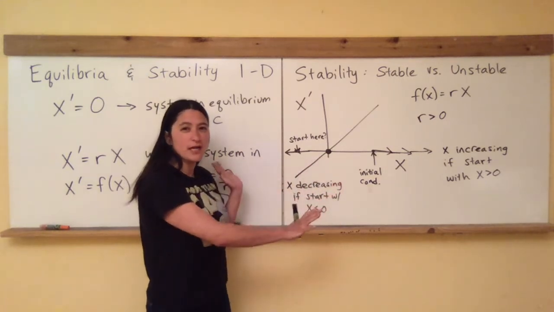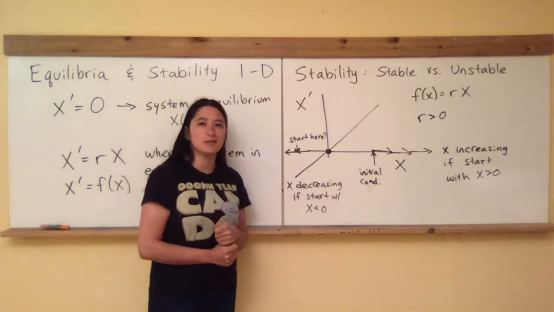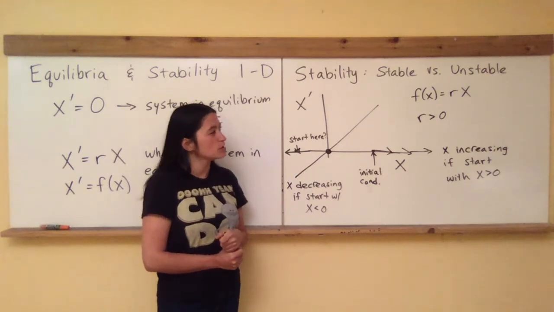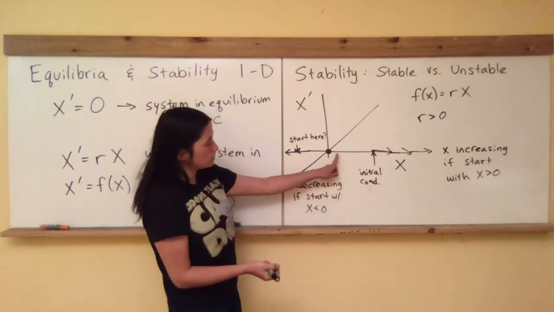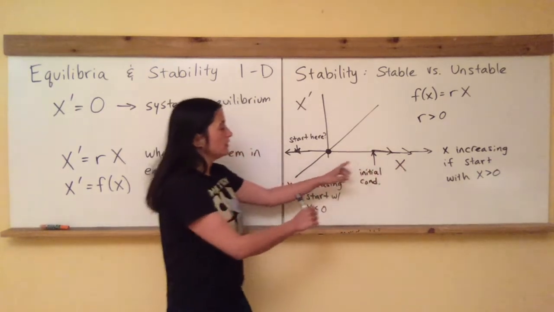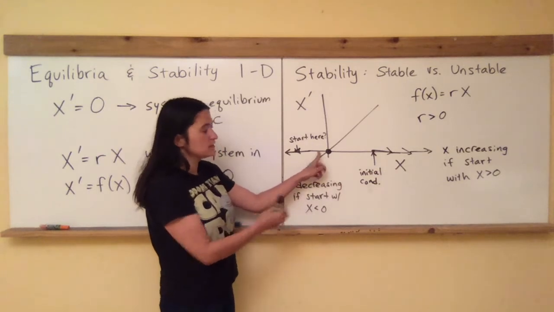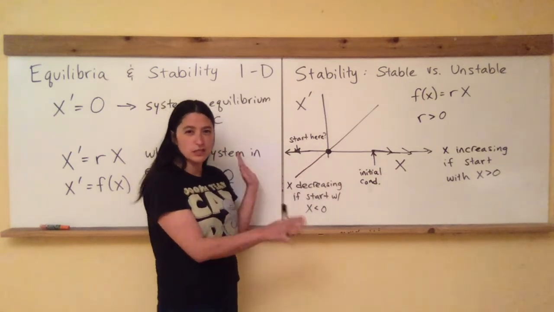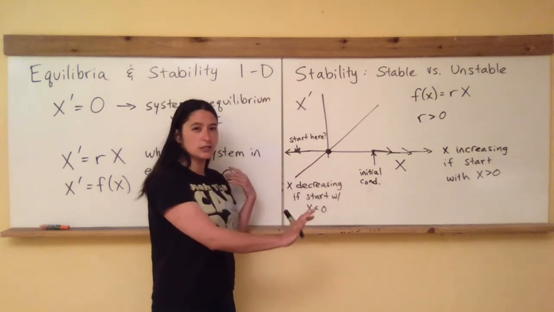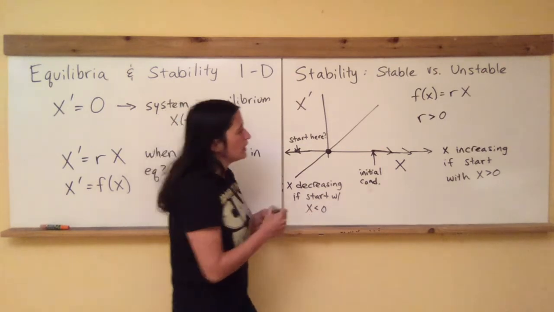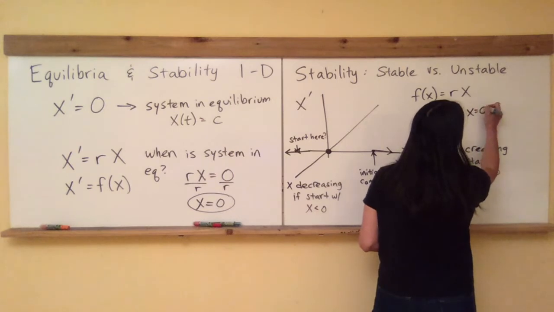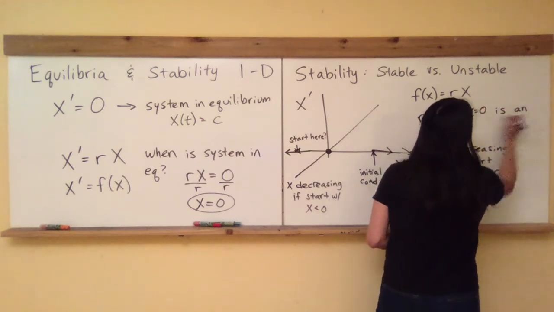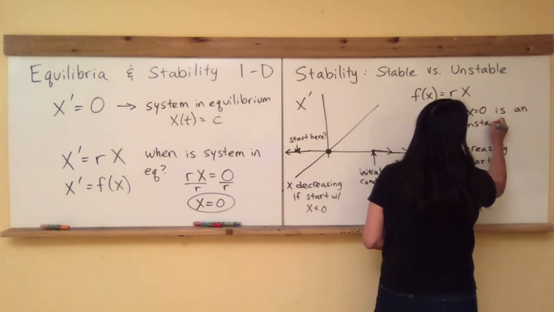They're repelled by it. And which situation do you think we're in for this case where r is greater than 0? It's unstable. It's unstable because if I start near it on this side, I'm going away from it. If I start near it on this side, I'm going away from it in the other direction. So it's repelling initial conditions from both directions. And so the resulting conclusion is that x equals 0 is an unstable fixed point.